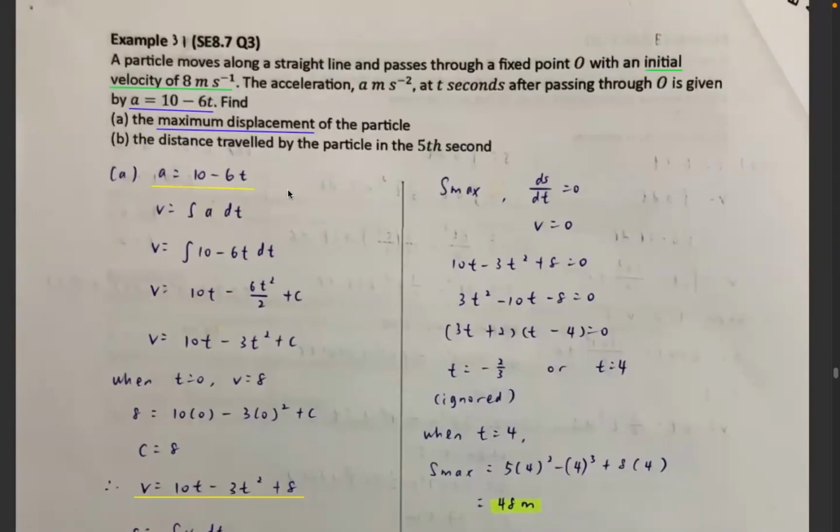A equals to 10 minus 6t. First of all, let's do integration to get velocity function. V equals to integrate a dt. So for this question, V equals to integrate 10 minus 6t dt. After we do integration, there is a plus C here.